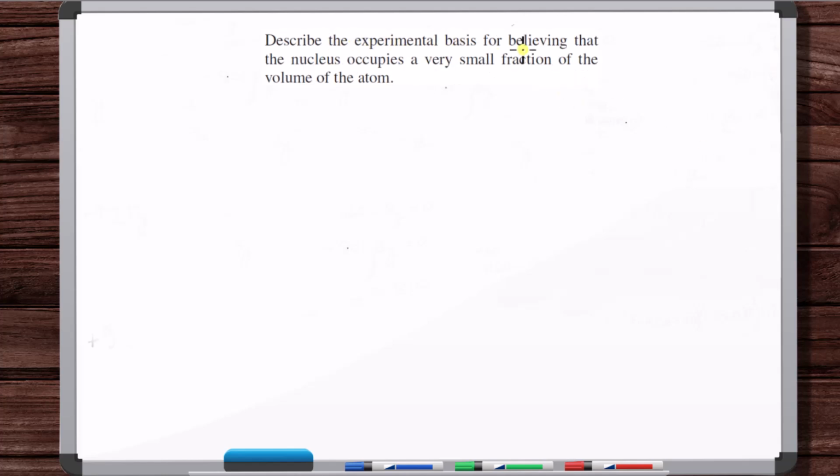Describe the experimental basis for believing that the nucleus occupies a very small fraction of the volume of the atom. So this is how Rutherford discovered the nucleus. He was shooting alpha particles through thin foils of metal, and the vast majority of the time, the alpha particles weren't deflected at all, which meant that the atom was mostly empty space. But then the alpha particles sometimes would get deflected an extreme amount, almost in the reverse direction.